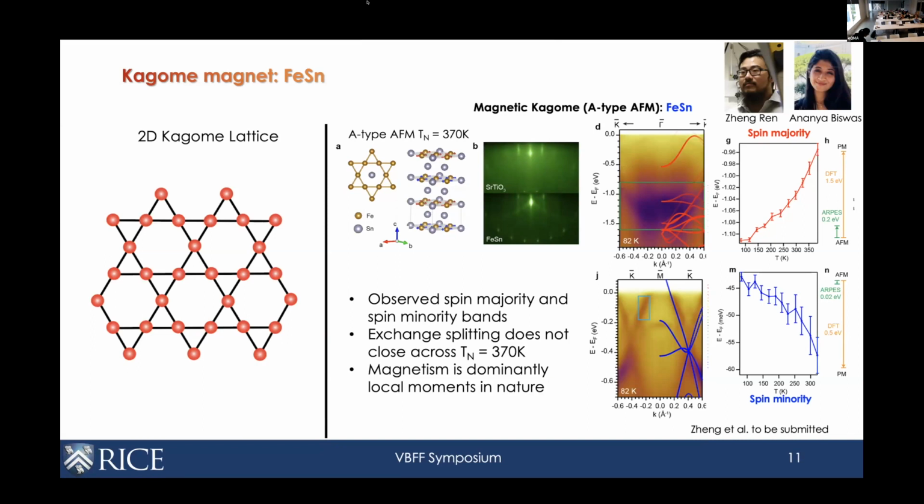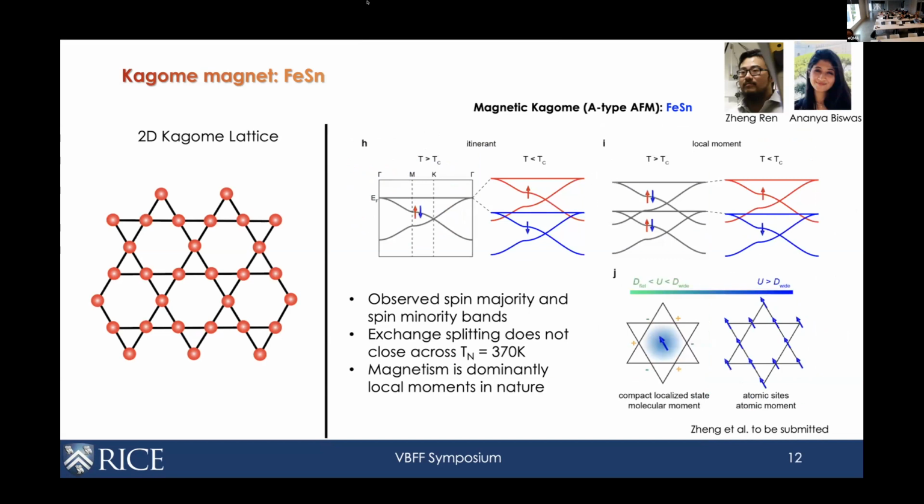So effectively what this means is that instead of the Stoner picture, where you expect the band to split exactly across this transition, here what we see is that the exchange splitting actually remains above Tn. Right? Okay, so this is very reminiscent of the picture you would get from a local moment ferromagnetic order. Except here, the distinction is that this is a situation where we actually cannot write the flat band into an atomic localized state. Instead, what we have here is a compact localized state.